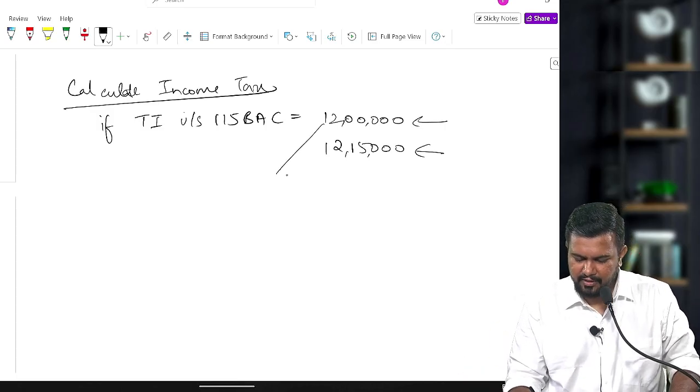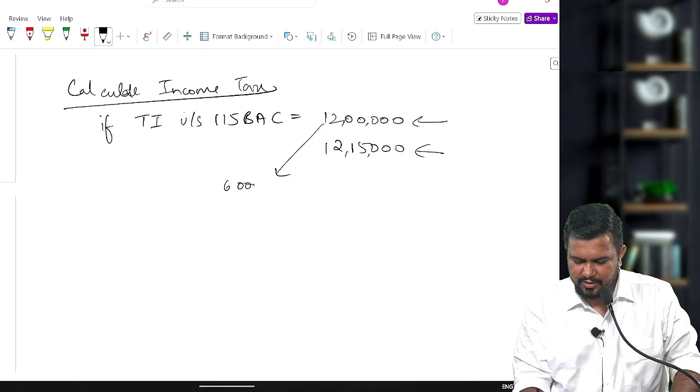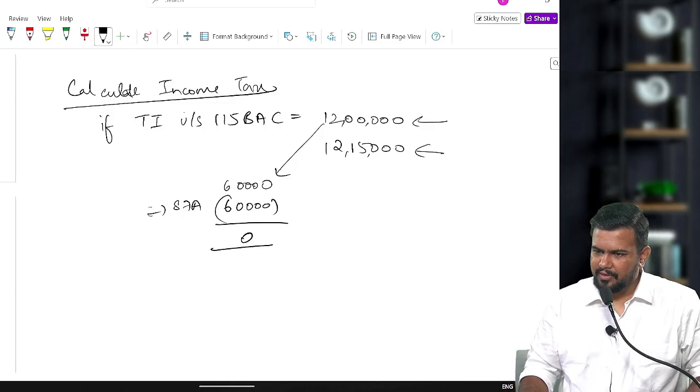For 12 lakhs, the tax is coming as 60,000 only, no? So 60,000, then minus 87A rebate, correct? Before health and education cess. So minus 60,000, so tax will become 0. Tax will become 0, correct?